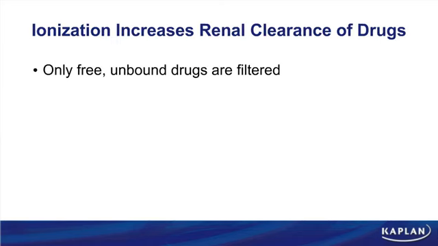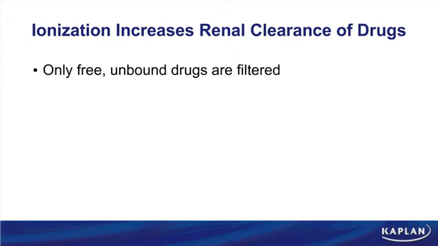Next, we want to look at how ionization increases the renal clearance of drugs. There are several points to remember about renal clearance. When it comes to the glomerulus, remember, only free, unbound drugs are filtered. In other words, drugs that are bound to plasma proteins are too large to be filtered at the glomerulus. Once again, you're thinking about normal renal function at this point.